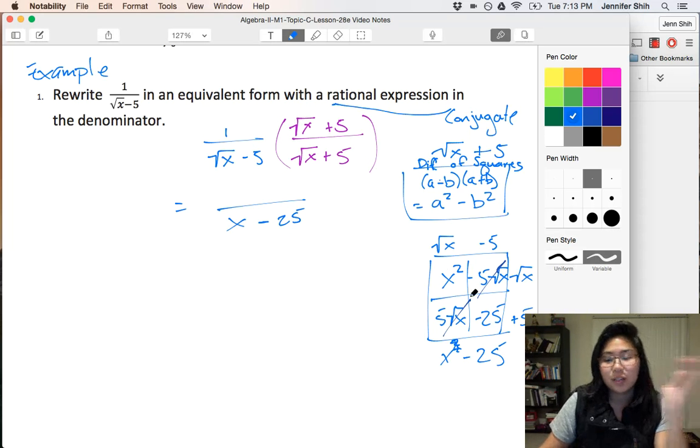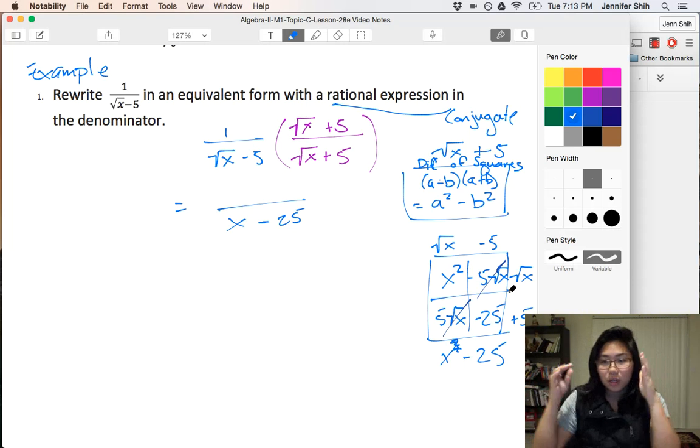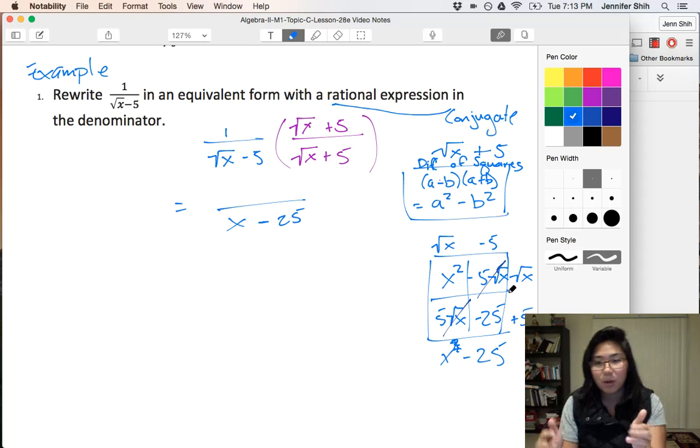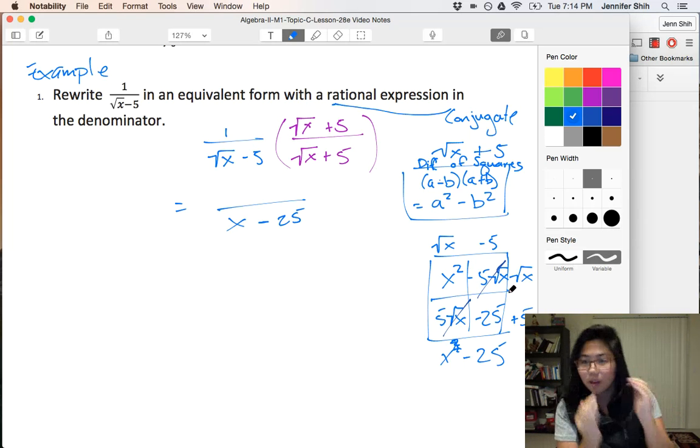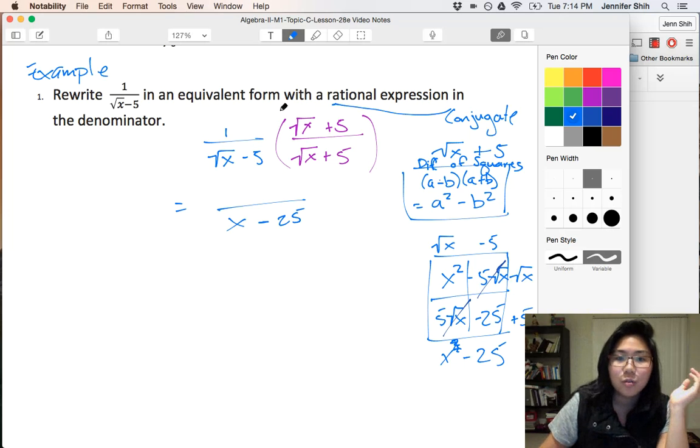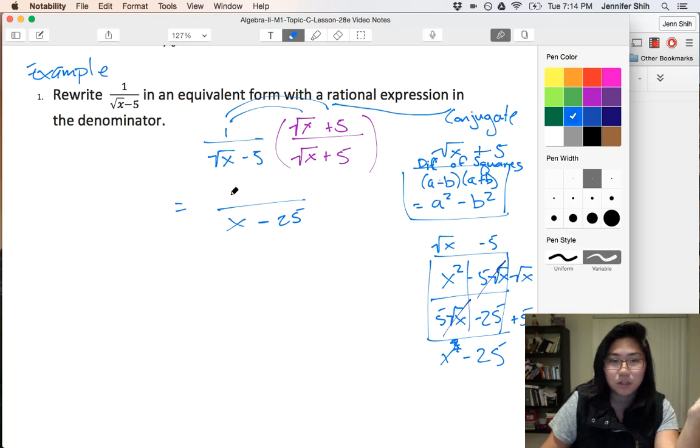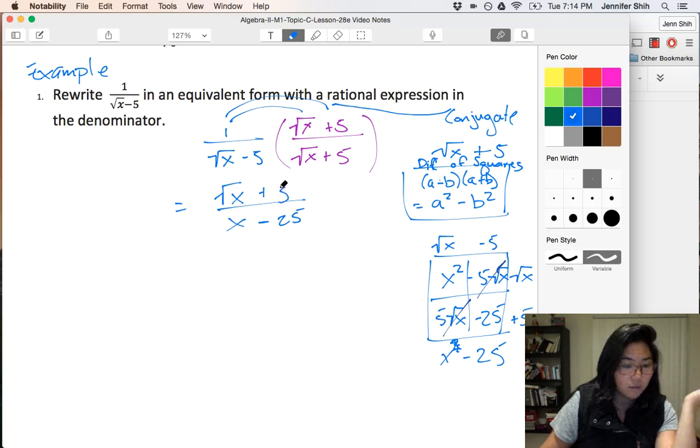So there's two ways to do this. If you're still using box method, that's fine. Make sure you note in your notes, use box method if you prefer to use box method. If you're going to use difference of squares, note, use difference of squares. The numerator, we're going to just multiply using distributive property, and because it's a 1, and we get to use our identity property, it's just going to be root x plus 5.